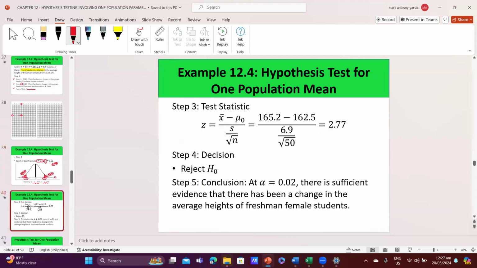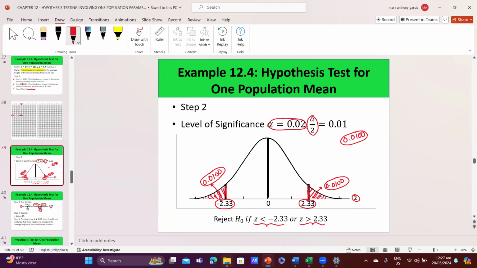Now in step 3, we will compute the test statistic value using the formula for case 2. So our x bar is 165.2. The hypothesized value of the population mean is 162.5. The sample standard deviation is 6.9. And the sample size is 50. So using our calculators, the test statistic value is 2.77. So going back to the Z distribution, 2.77 is to the right of 2.33, which falls inside the rejection region.